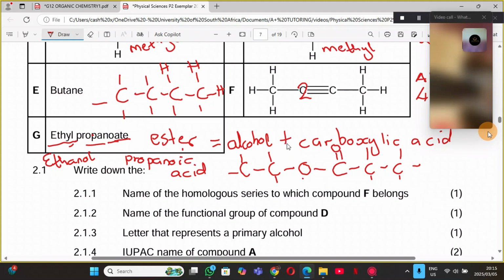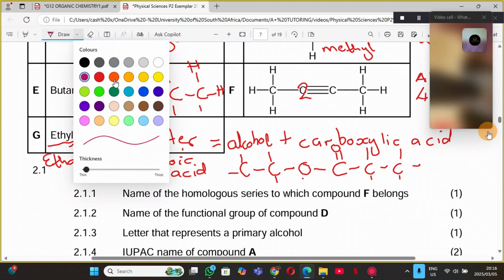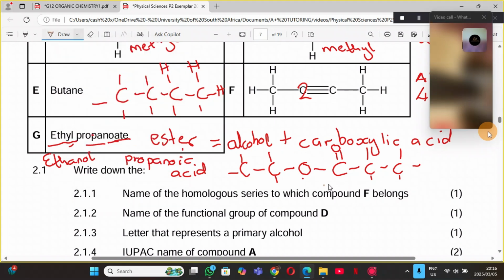Why? Because for an ester, remember, let me try to change the color. Something different. For an ester, this is the functional group, right? So the moment after putting the O for the alcohol, you know the next C that is coming has to have the double O for the carboxylic acid, and then the rest can now have the H's and everything. Now that we are done with dealing with all the compounds, let's start answering our questions.